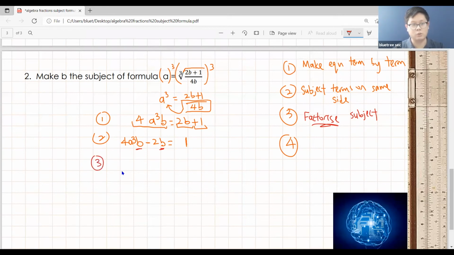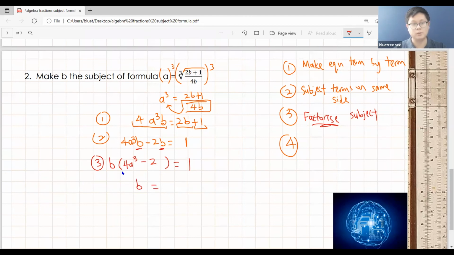So step number 3 here, we are going to factorize out the common B, which means you take the common B from both terms and you're left with 4a cubed minus 2 inside the bracket. Right? On the right hand side, you will just have 1.